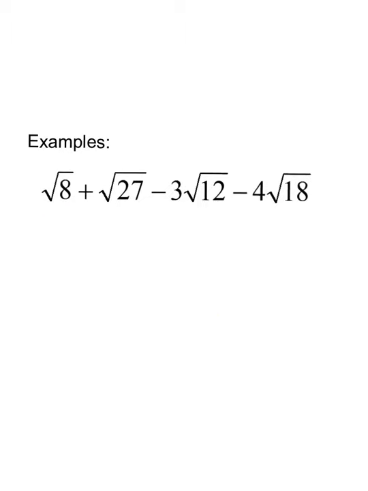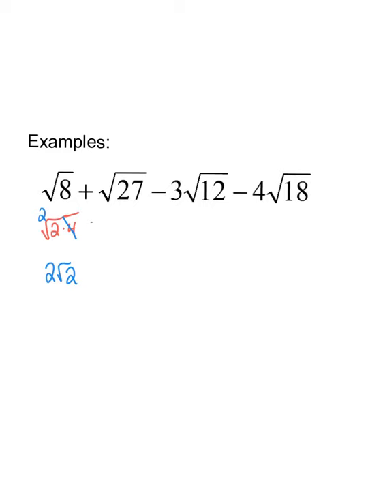Now we're going to do one that looks overwhelming, but trust me, it's really not. We're going to start with the radicals. I have an 8, a 27, a 12, and an 18. None of them are the same, so I'm going to start with the 8. I know that 2 times 4 is 8, and the square root of 4 is 2. So this becomes 2 radical 2.